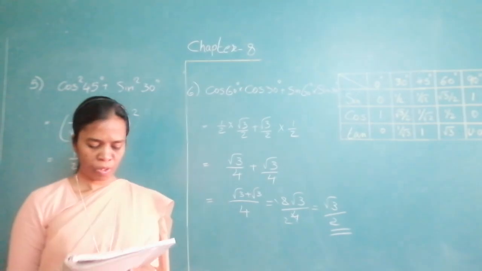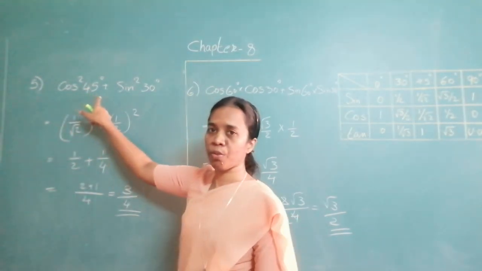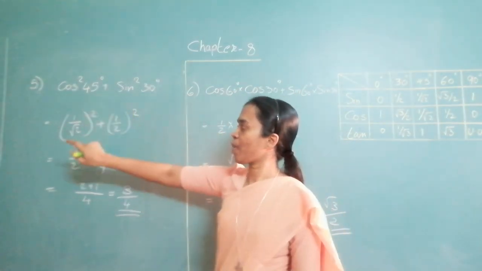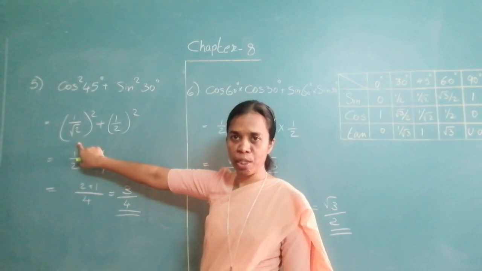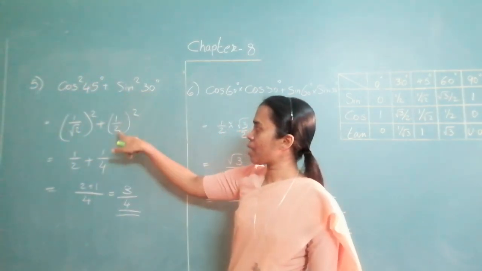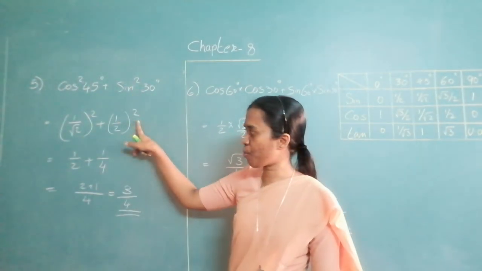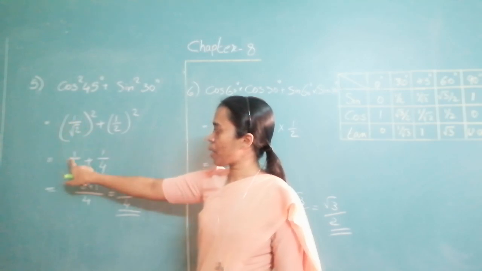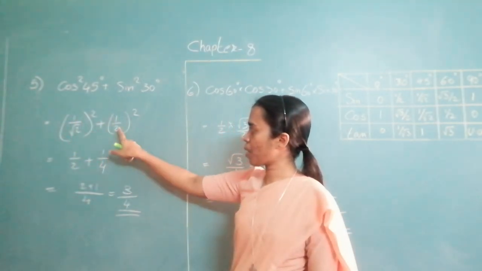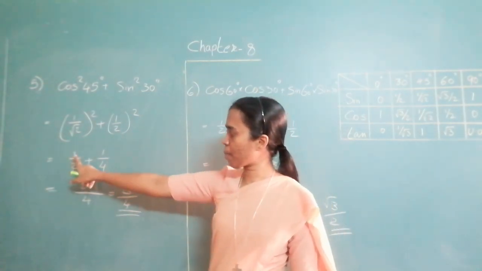Question number 5: cos square 45 degrees plus sin square 30 degrees. Cos 45 is 1 upon root 2. Since it is square, we find the square of it. Sin 30 is 1 upon 2. Again, since it is square, we find the square of it. Okay. 1 square is 1. Root 2 square is 2. Plus 1 square is 1. 2 square is 4. Find the LCM, 4. So multiply here with 2.